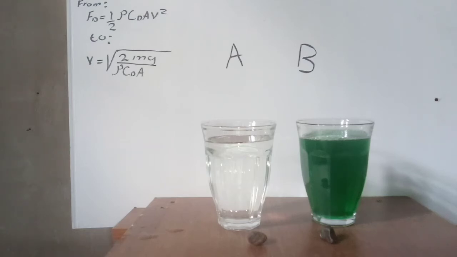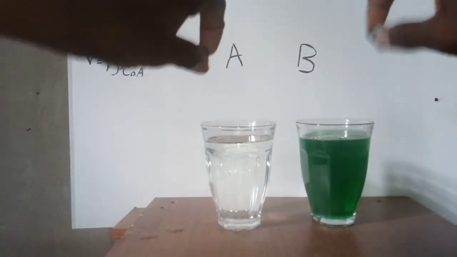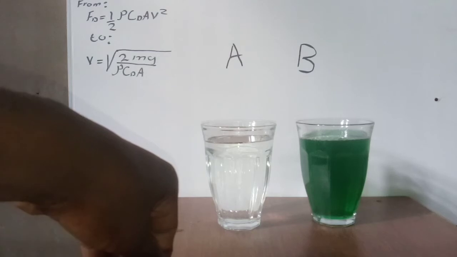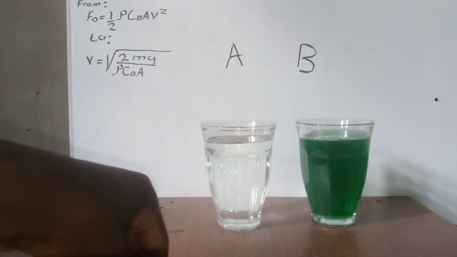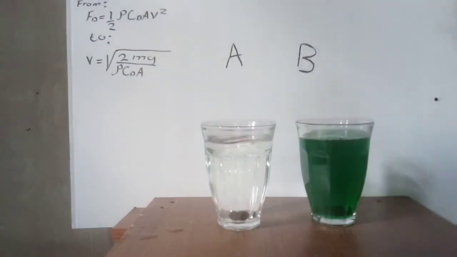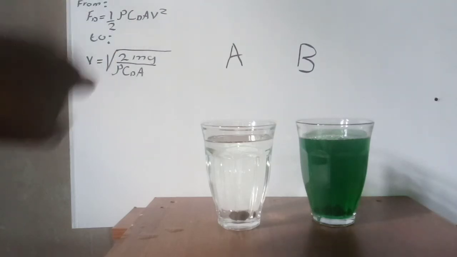I'll drop these two stones simultaneously into both these cups. This one, as I said, is dishwashing soap, and this is tap water. I'll not say pure water, I'll just say tap water. So there you have it. I'll try to play the video in slow motion so that we see in which medium it moved faster compared to the other. Then we'll be able to understand what that formula means.